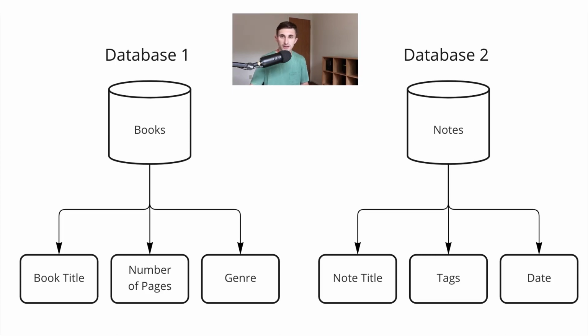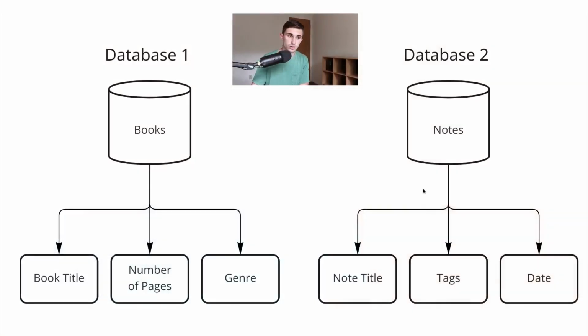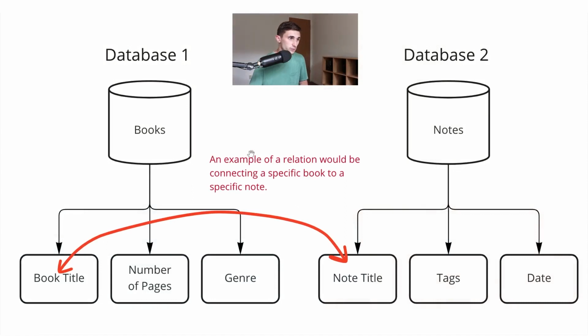Now, normally these two are isolated from each other, but if you wanted to connect them, that's where relations and rollups come in, right? So with a relation, you could take a book title and connect it to a note title or a note row. So each row in your database can be connected with another database. So my Outsiders book here would be connected with an Outsiders note. All right. And rollups are pretty similar, right?